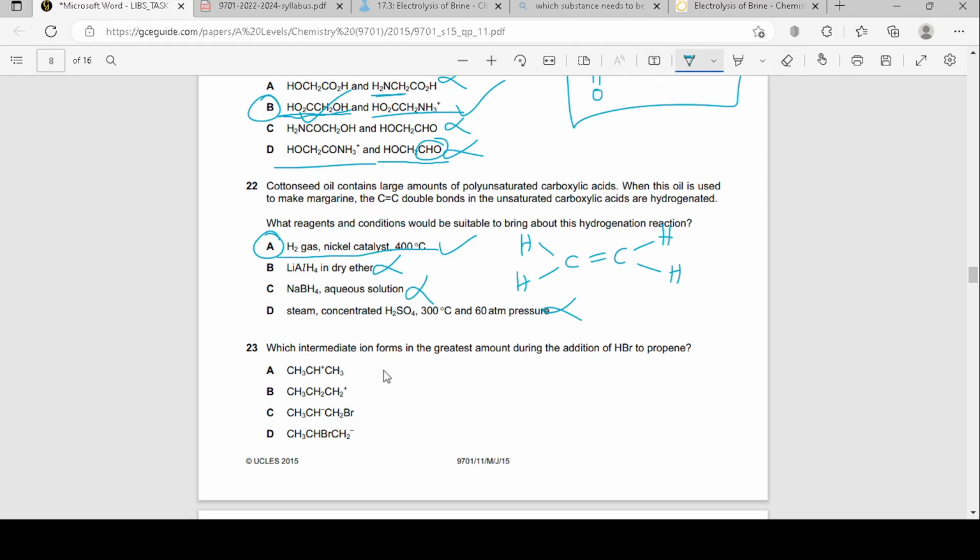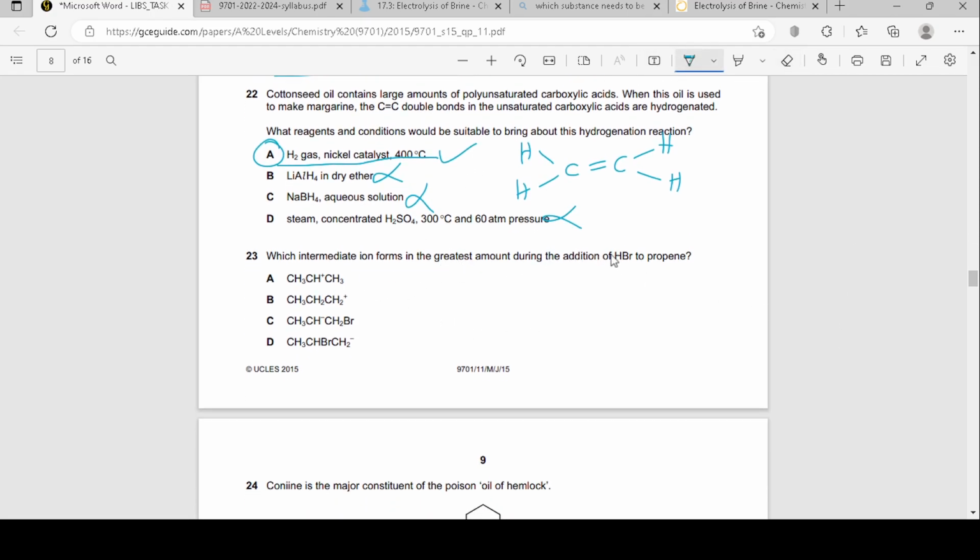Which intermediate ion forms in the greatest amount during the addition of HBr to propene? So propene is basically, let me just draw it out. I like to draw skeletal formulas, but if you want, I can draw that too.